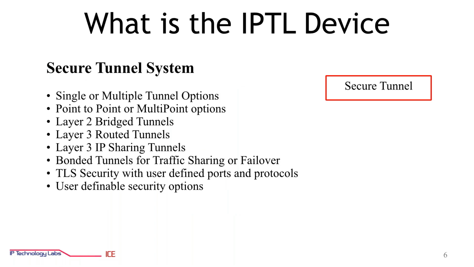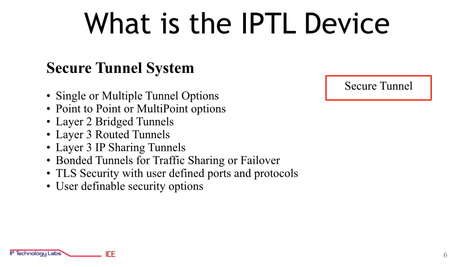Within the devices, we also have a secure tunnel. We can do a single or multiple tunnel options, point-to-point, point-to-multi-point. The tunnels can operate at layer 2 with a bridge tunnel, or we can operate a full layer 3 routed tunnel. We also have what we call IP sharing, where the server side is a bridge tunnel connection and the client side is a routed tunnel connection. We also support bonded tunnels for sharing traffic over multiple ISPs, being able to do failover between physical devices or failover between multiple ISPs.